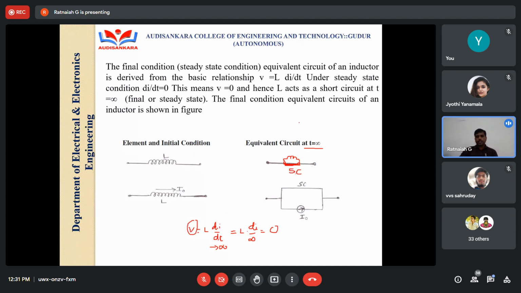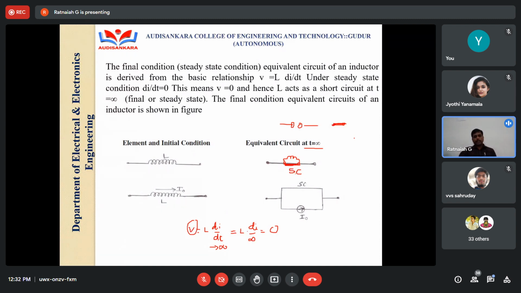Therefore, initially the inductor acts as an open circuit. An open circuit is always represented like this. And in steady state, finally, this inductor will act as a short circuit. Short circuit means we have to draw a straight line. This is the behavior of an inductor.